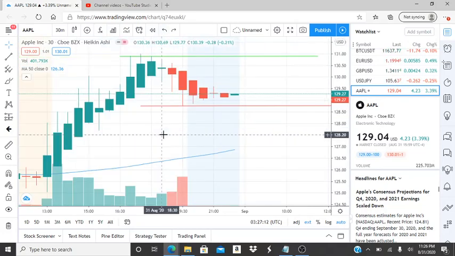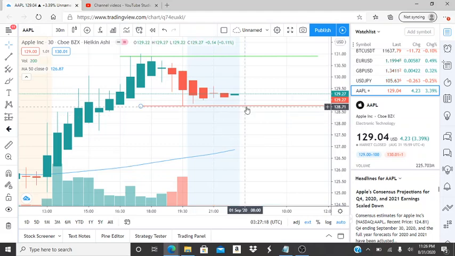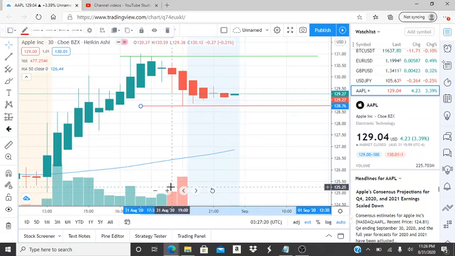So it's going to be very important to keep that in mind and pay very close attention to the behavior if it breaks through the support.